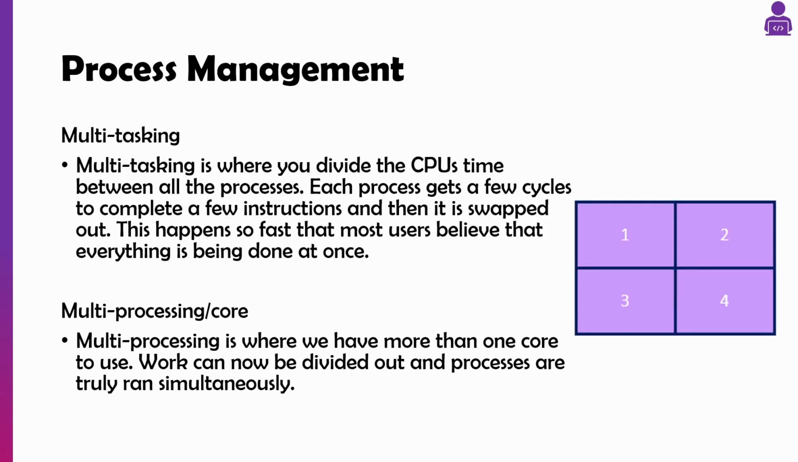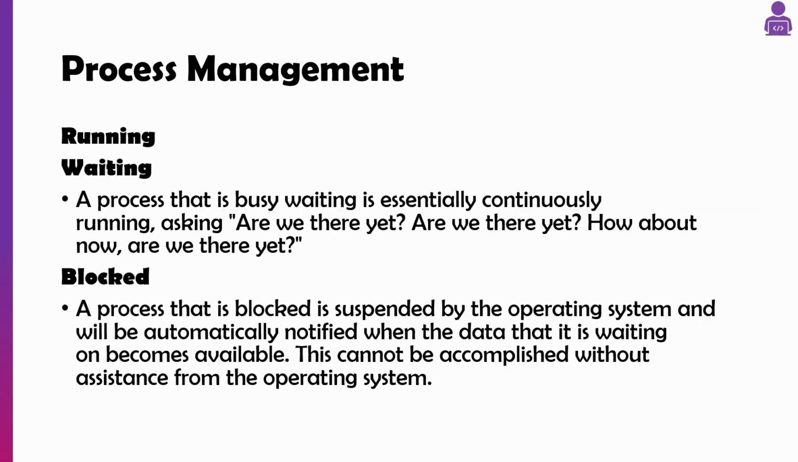It also allows us to do what's called multitasking, which is where we can divide up the CPU's time between all the processes, and they all get a little bit of time each, which we're going to look at later on, different scheduling methods, and we swap them in and out when they're needed. And then multiprocessing is where we can have more than one core, and we can divide them out and have one core doing one thing, another core doing another thing.